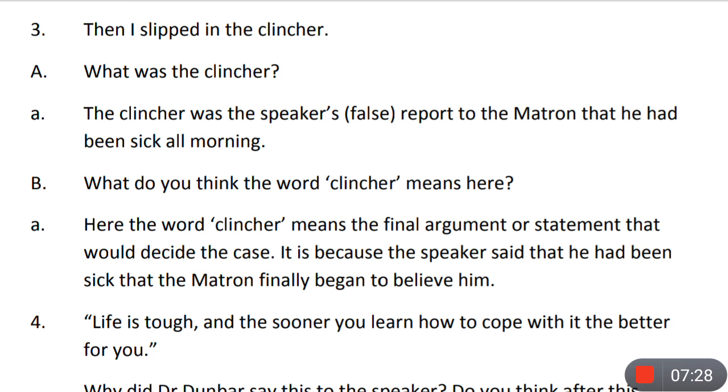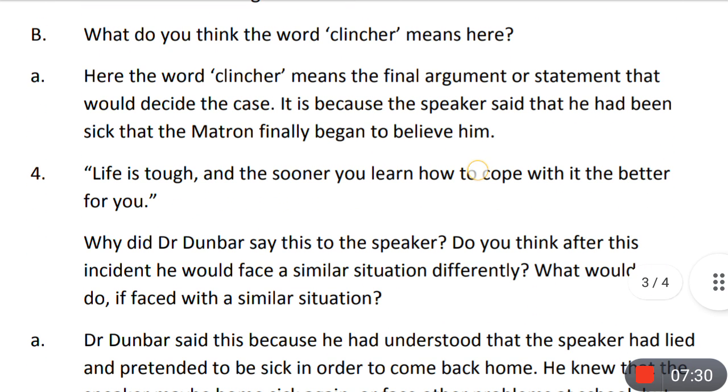Now we have question number B, just based on this statement. What do you think the word clincher means here? Answer, here the word clincher means the final argument or a statement that would decide the case. It is because the speaker said that he had been sick that the matron finally began to believe him.